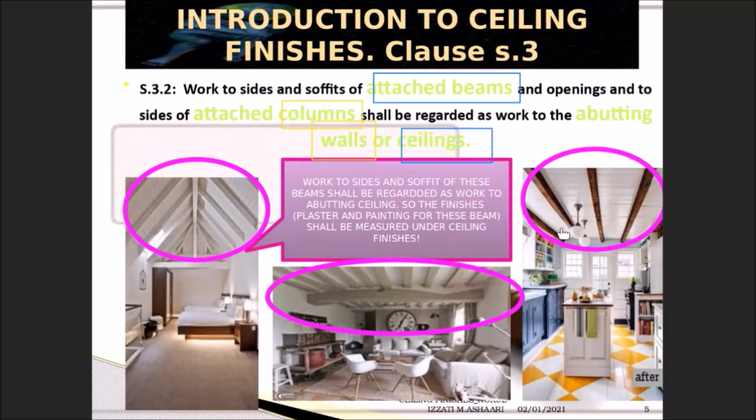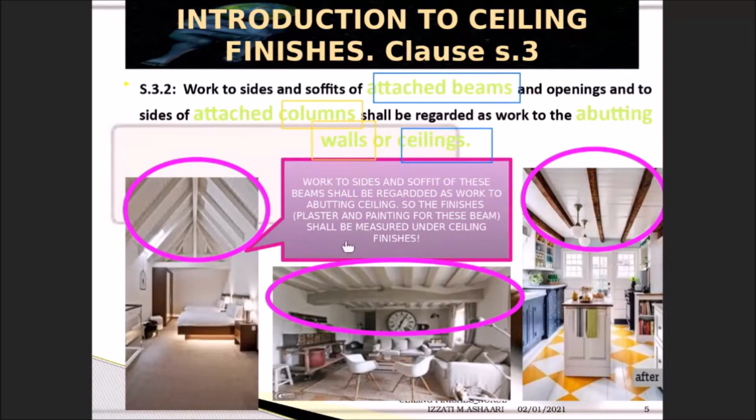Look at the right hand side. You can see the joist. This is actually the joist. Joist is the timber suspended floor, and it had been painted with the brown color. But this one is also considered as ceiling finishes. We did not measure the joist or suspended floor part as the finishes for the suspended part. That one is part of the ceiling finishes.